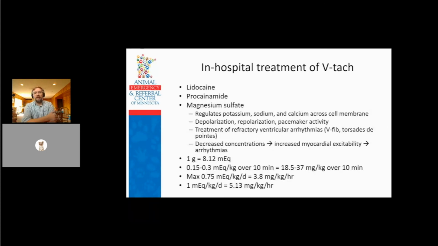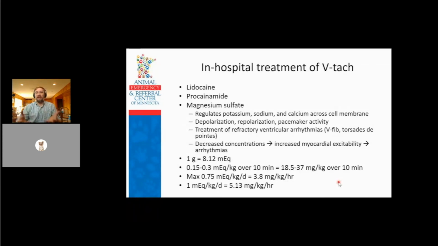Magnesium sulfate can help. Can help stabilize membranes, can help with treatment of ventricular arrhythmias. The dosing is really confusing. Sometimes it's off milliequivalents, sometimes it's off milligrams of magnesium, and sometimes it's off milligrams of magnesium sulfate. So you just have to be sure you know what you're dosing and what you're calculating, and I have a bunch of numbers there going through that.